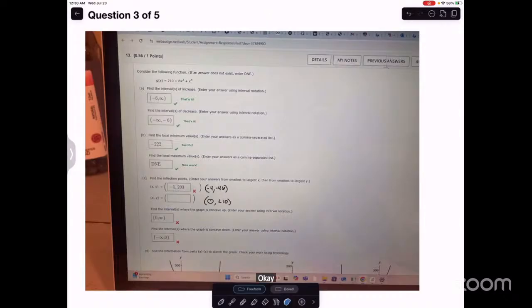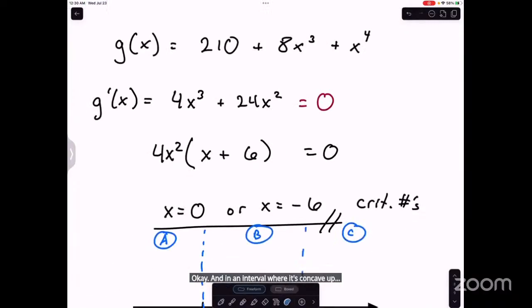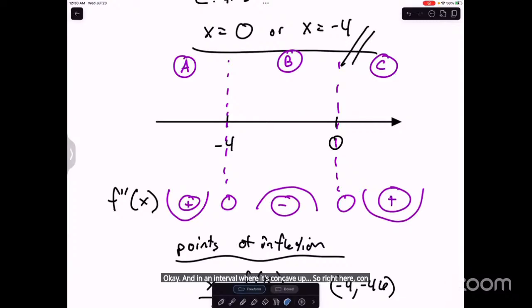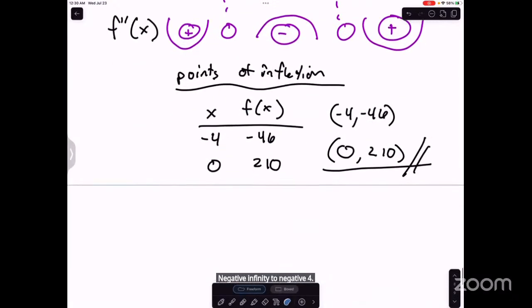Okay. And then the interval where it's concave up. So right here, concave up, we got -infinity to -4, and 0 to infinity.